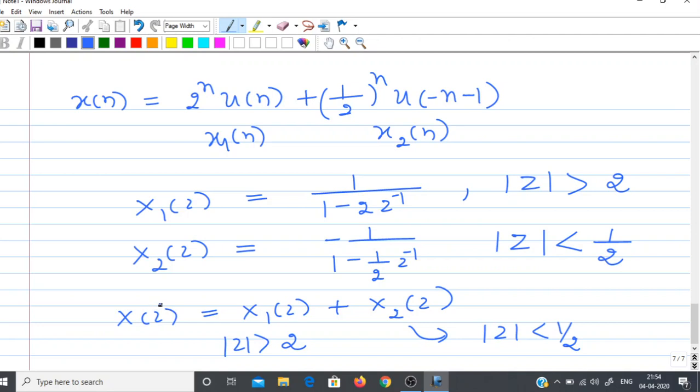Now, since X(z) is the summation of X1 and X2, X(z) would be converging only when X1(z) and X2(z) both are converging simultaneously. So what is that region where X1 and X2 both are converging at a time? This region is mod z greater than 2, the region exterior to the circle of radius 2, and this is the region interior to the circle of radius half.